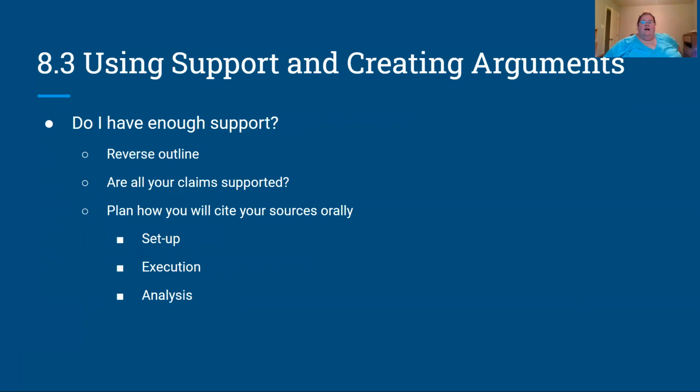When you're looking at your outline, one of the things that you want to consider is, do I have enough support? And there are some ways that you can do that. The first is a process called reverse outlining that Chapter 8 talks about, where you start at your conclusion and go backwards. So you want to make sure that you are supporting each of the claims that you're making. Have you put enough support in to support the final claim that you've made in the conclusion of the speech? And then, as you're looking over your outline, are all of your claims supported? So am I supporting each of the statements that I'm making?